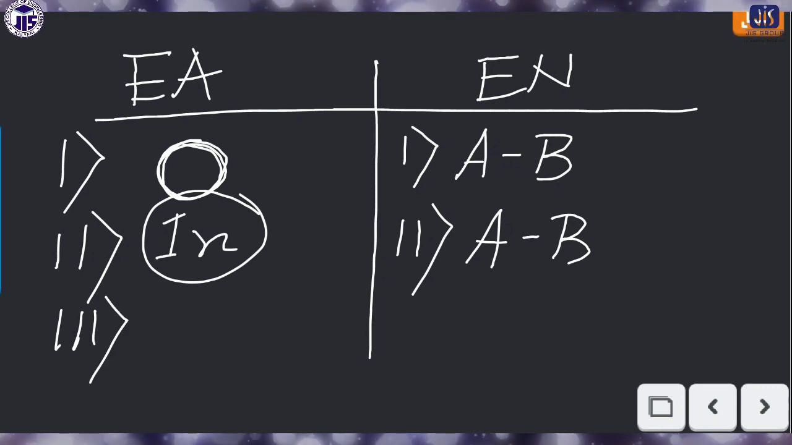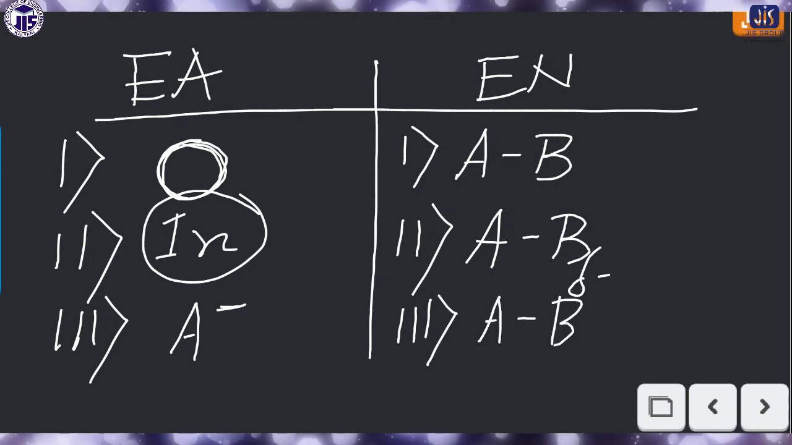Electron affinity, what is the result of electron affinity? The result is the generation of the anion. But what is the result of electronegativity? The result of electronegativity is the generation of the dipole moment, or dipole, the generation of the dipole.